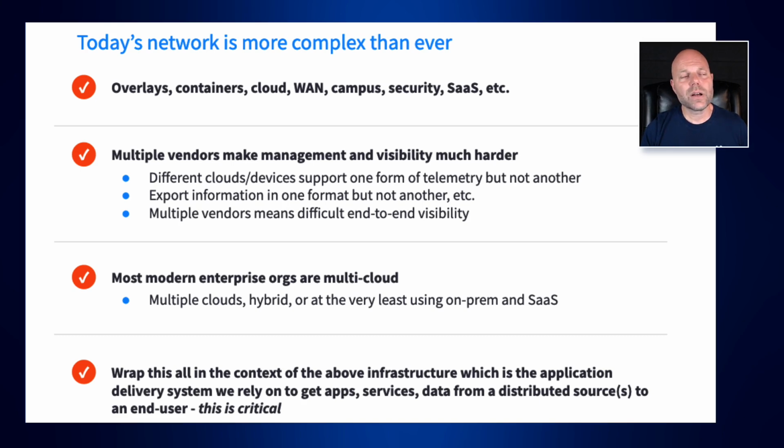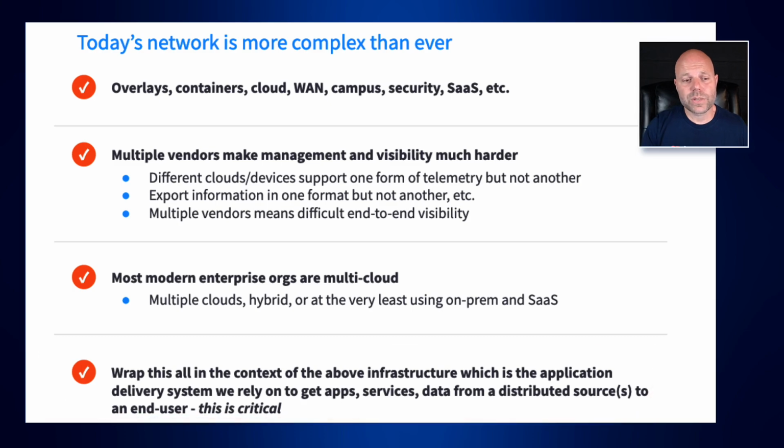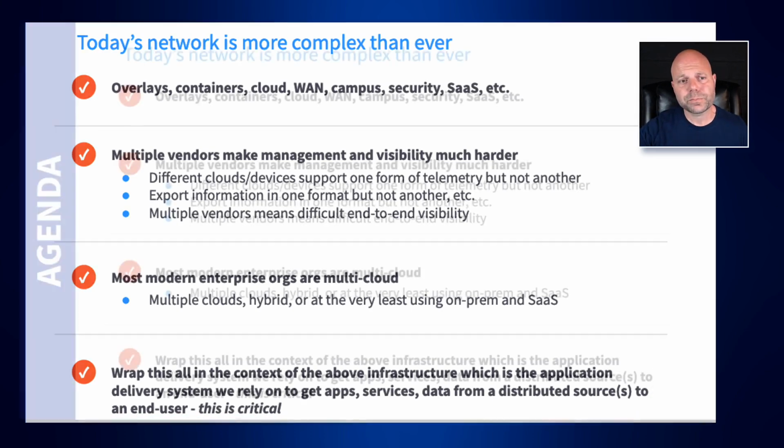How do I understand how my traffic is flowing, why performance stinks, or why something is offline, or why there was a security breach, when so much of the network is not on premises? It's not mine. I don't own it. I don't manage it. So that's the last bullet point. That's the context here. This entire infrastructure is the application delivery system. That's what we rely on to get our applications and services. And a lot of the time, those applications and services are distributed among multiple clouds. So that's why this is critical.